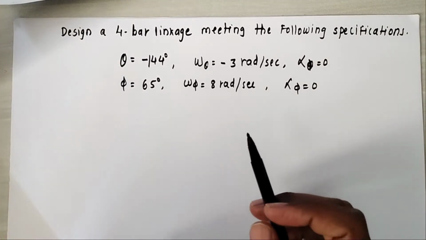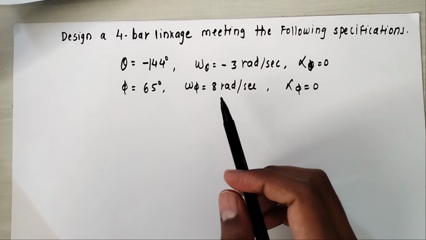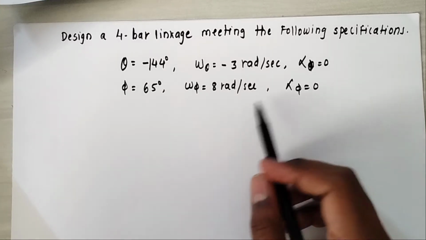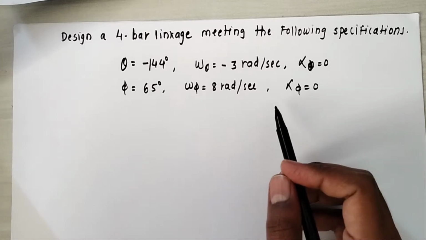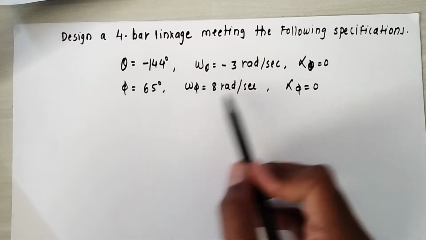In this lecture, we will see a numerical on analytical synthesis of 4-bar mechanism using method of kinematic coefficient, Part 2. So, in this kind of numericals, generally data is like this.